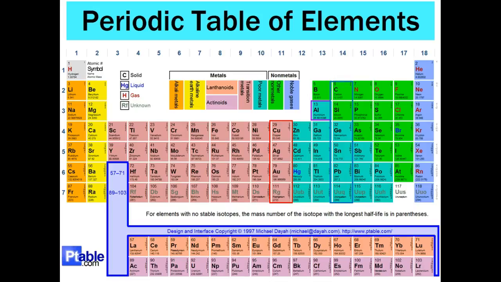Carbon is a semiconductor, silicon, germanium, tin, lead, and this is pretty interesting. Our solder is made out of this. Carbon was the first semiconductor that was used.